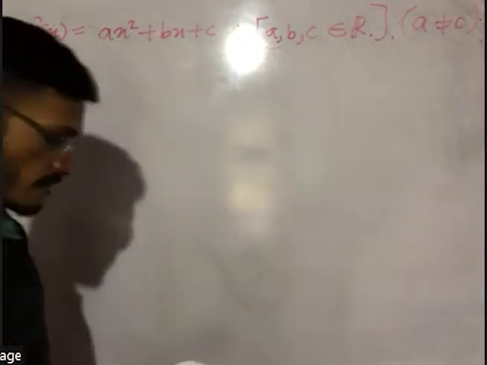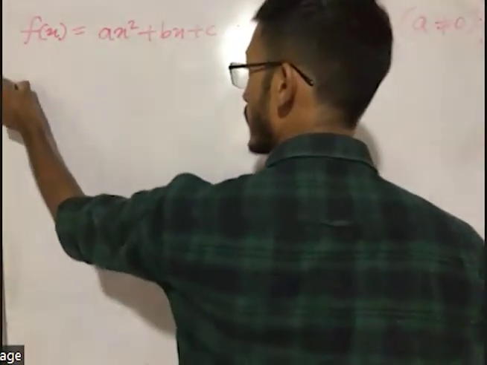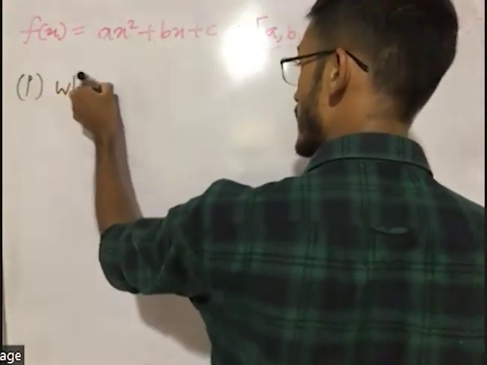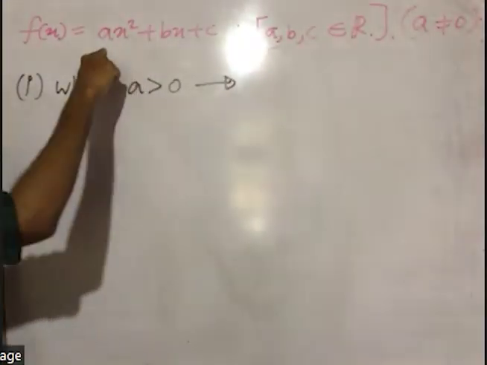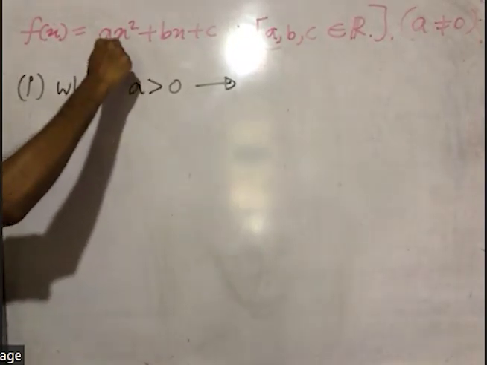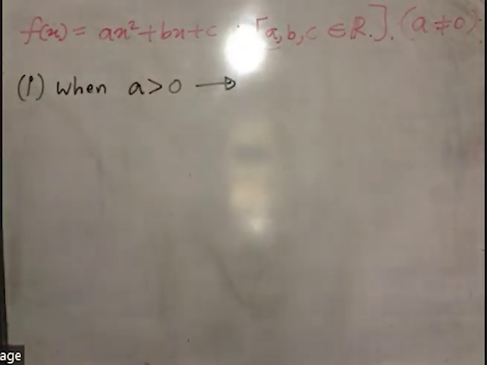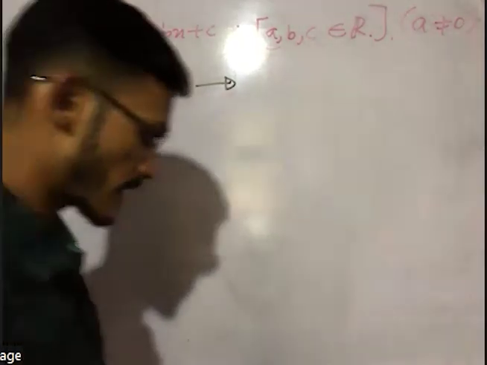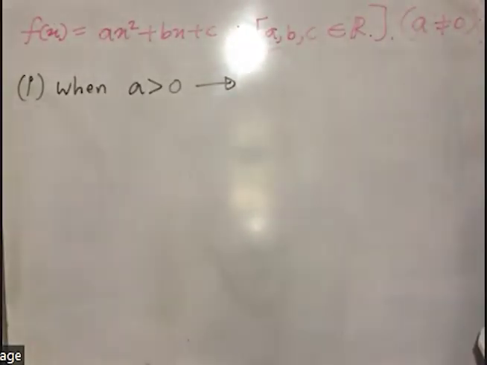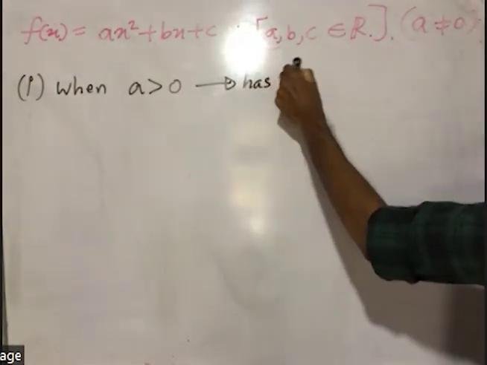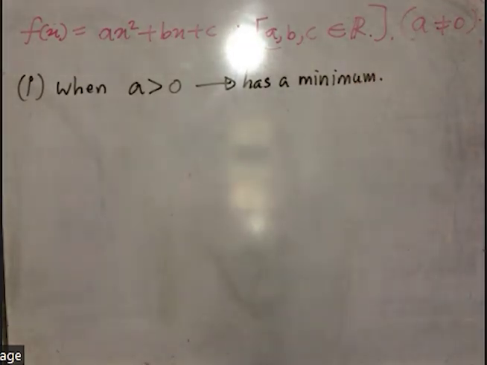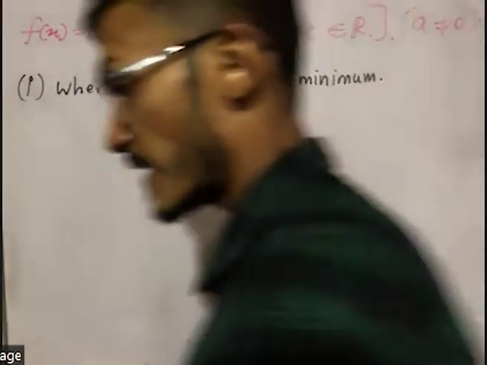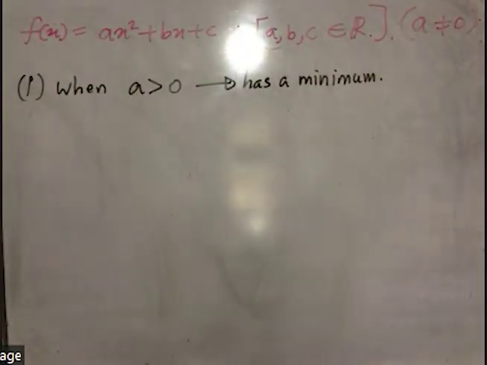Here we know that when a is greater than 0, write down the first one. Simply, a means the coefficient of the x square term. Greater than 0 means the coefficient of the x square term is positive, so we have a minimum. Write down: has a minimum. There are three ways that a minimum can exist.